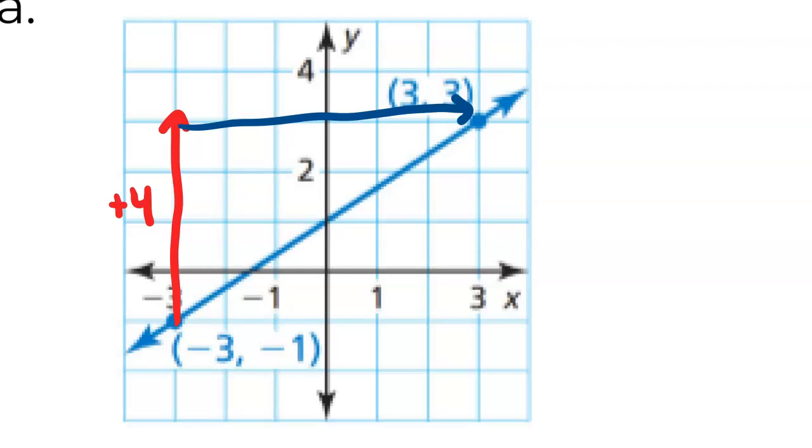6 squares. So we write plus 6. So our red number is your change in y, so we put that on the top. So we have 4 on the top. And then your blue number, or I guess my blue number, is your change in x, and that goes on our denominator. So that's 6.